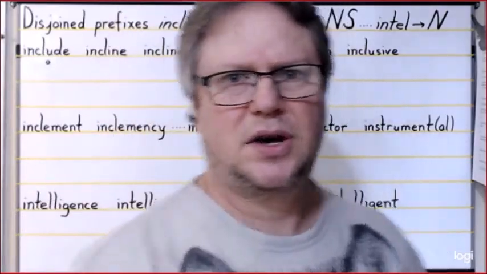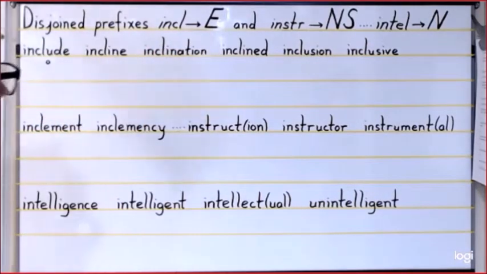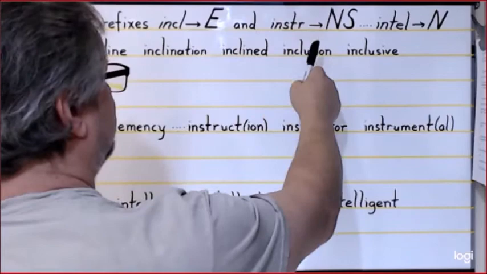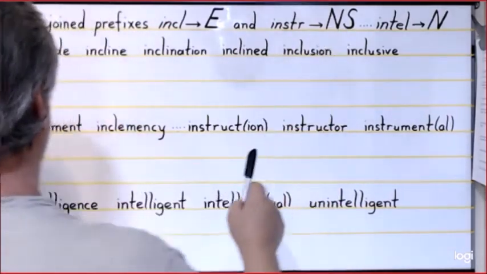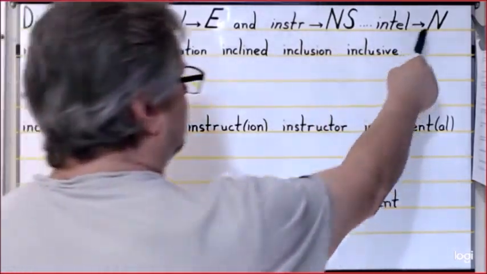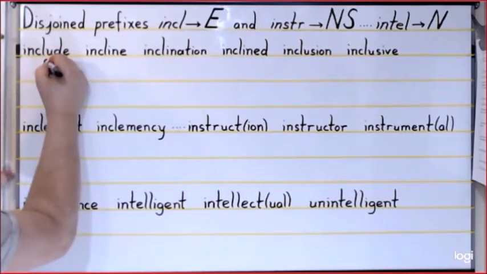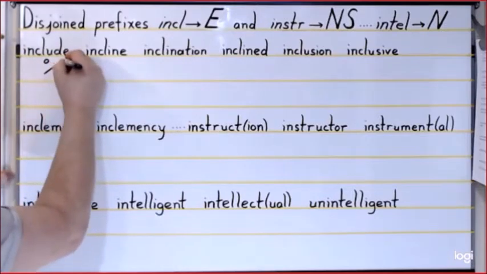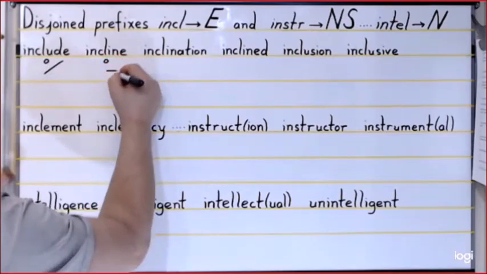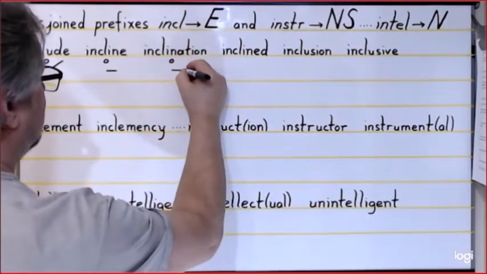The disjoined prefix INCL is represented by the E, and the prefix instra, or INSTR, is represented by the NS. And then finally, the prefix intel is represented by the N. So for the word include, we'll simply write the E above the line, and then a separate D. For incline, it is the E and then an N below it. Inclination is an E, N, and an SH.